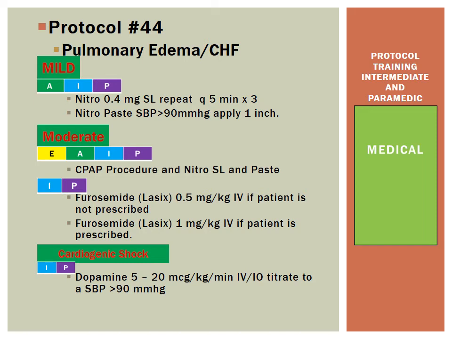The INP level providers in the moderate pulmonary edema patient will administer diuretics, furosemide, at 0.5 milligrams per kilogram IV if the patient is not already prescribed furosemide. And if the patient is prescribed furosemide, they will administer 1 milligram per kilogram IV. Now, the cardiogenic shock patient, the INP level provider will administer dopamine at 5 to 20 micrograms per kilogram per minute, IV-IO, and they're going to titrate to maintain that systolic blood pressure greater than 90 millimeters of mercury.